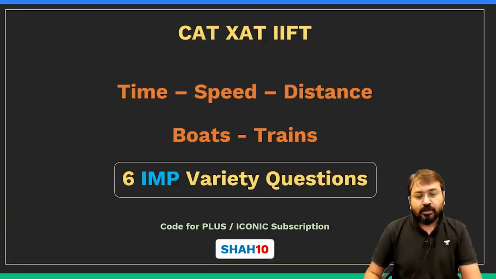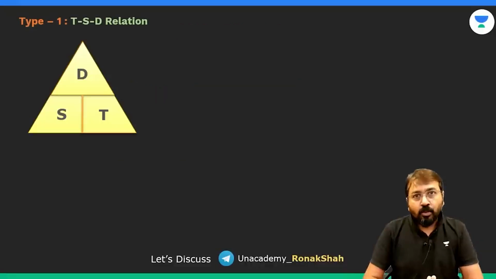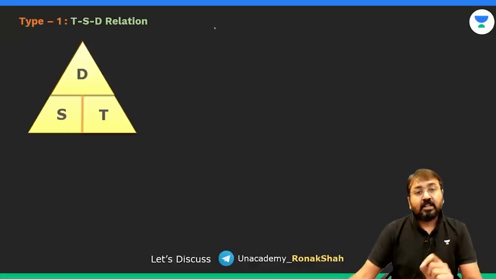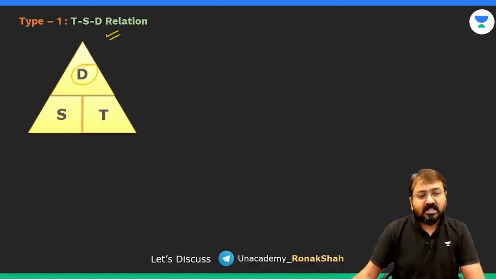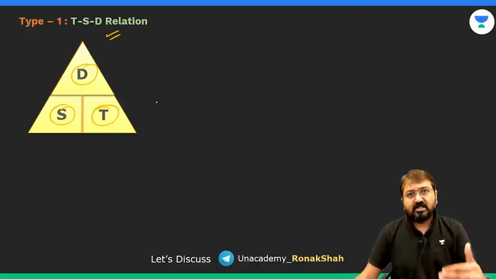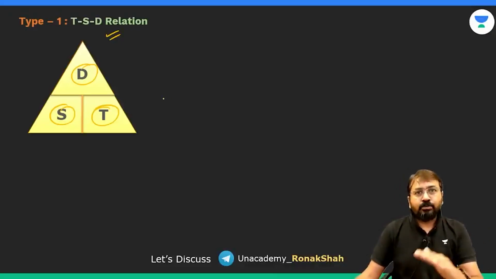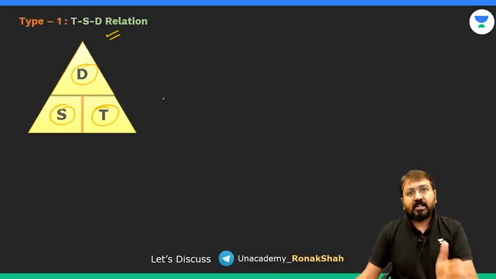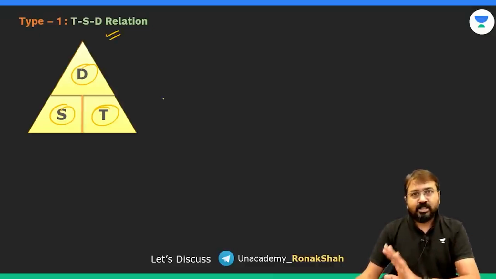So let's first of all understand what are the important varieties of questions that are being asked in the CAT exam. So there are 6 varieties that I have identified. The first variety of questions are simply based on the relationship between distance, speed and time. You are given distance and speed and you need to find out time and so on and so forth. And apart from that, you need to keep in mind that 1 kilometer per hour is 5 by 18 meter per second.